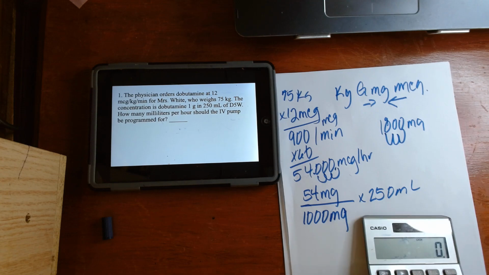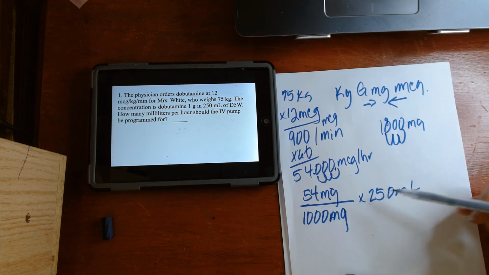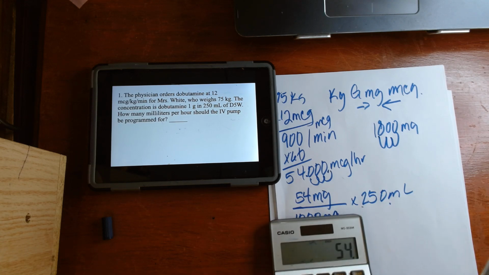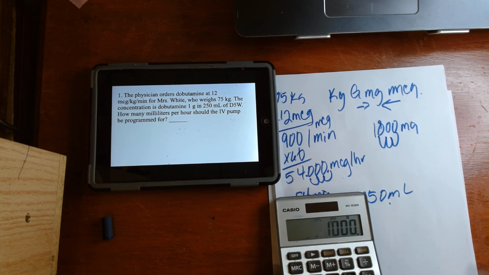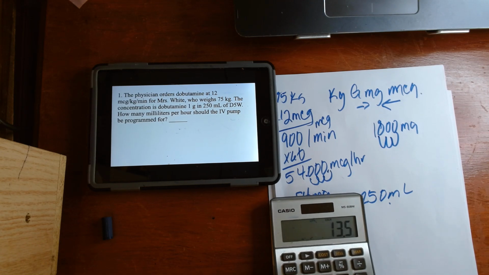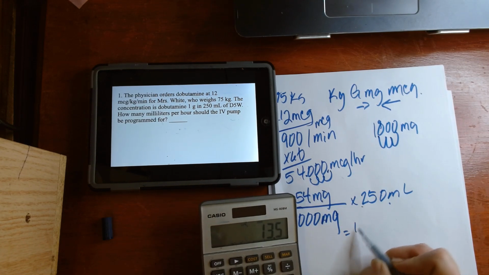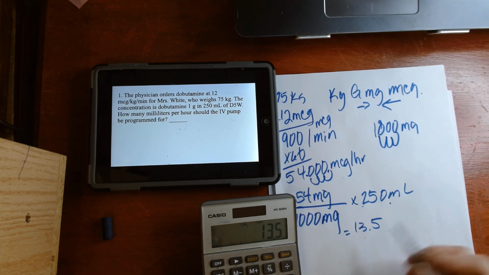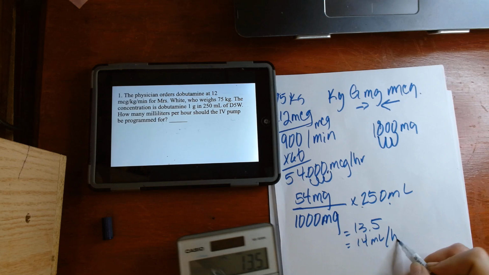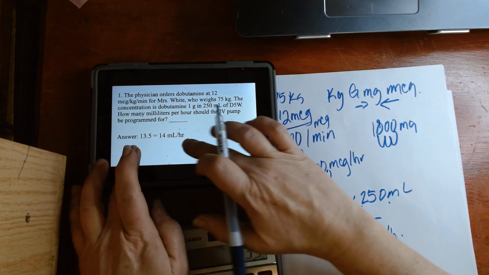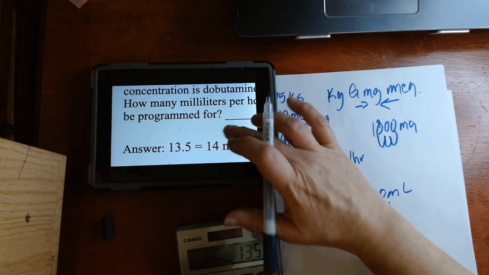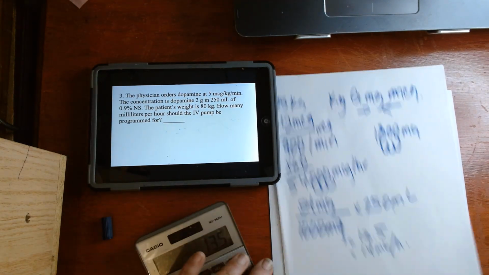And then here we go. We're doing this divided by that times that. So 54 divided by 1,000, count your zeros, times 250 equals 13.5, and that would equal 14 milliliters per hour. Look. Sure enough did save him. Okay, you like it. Let's do another one.